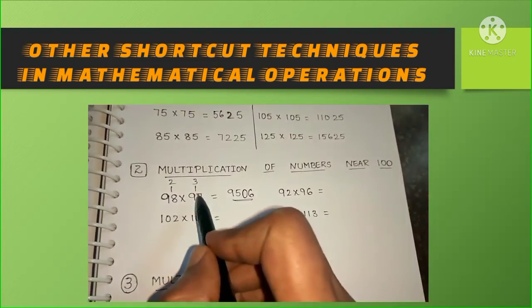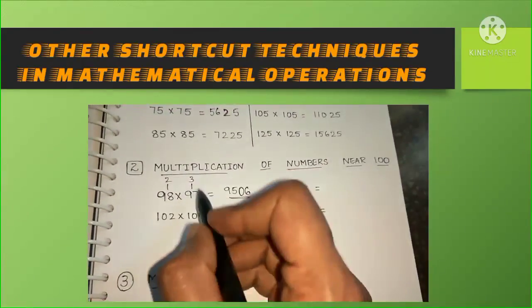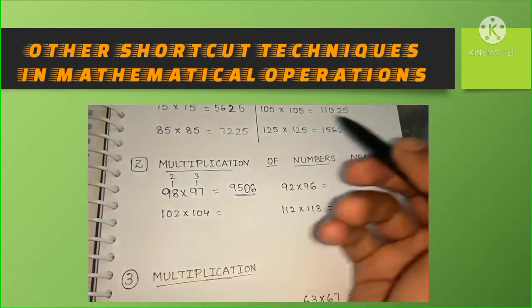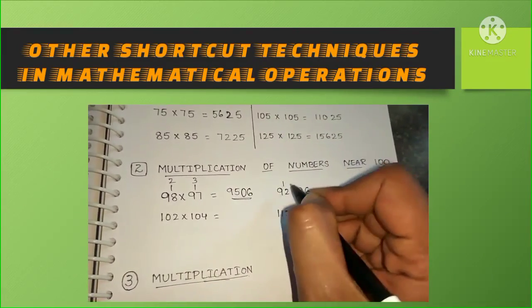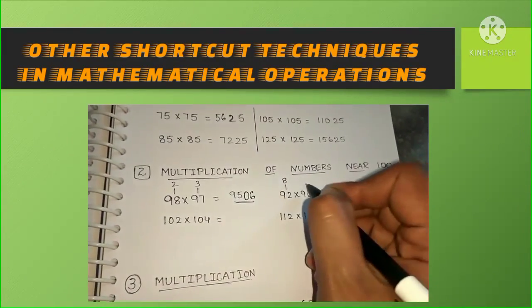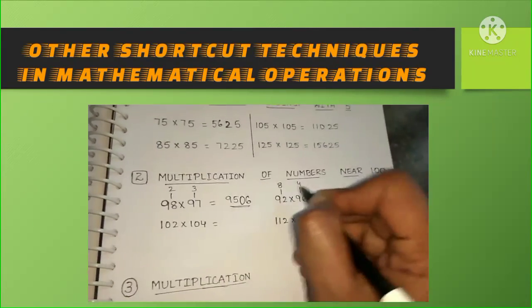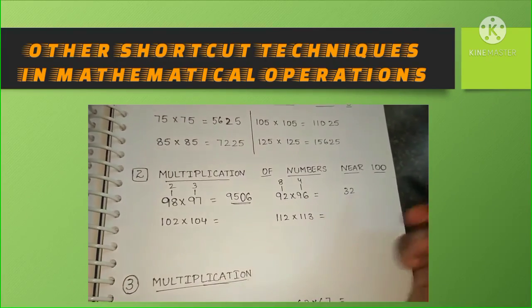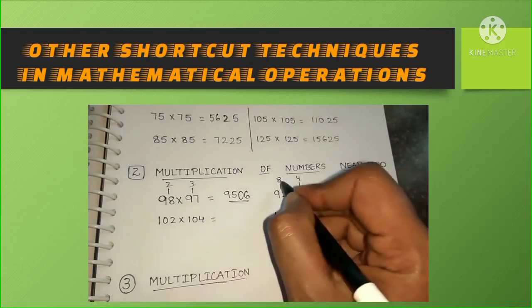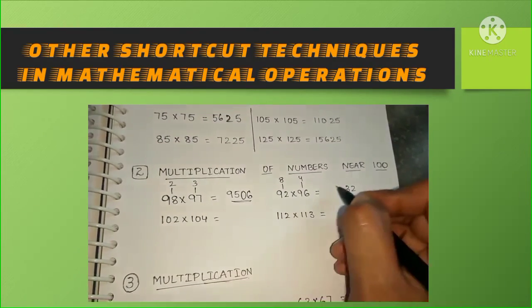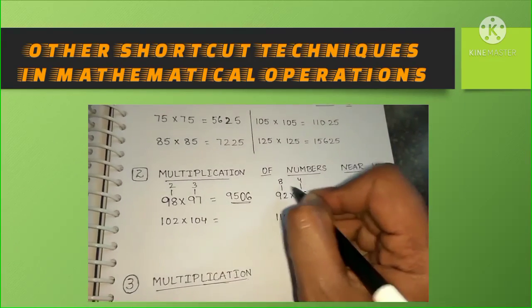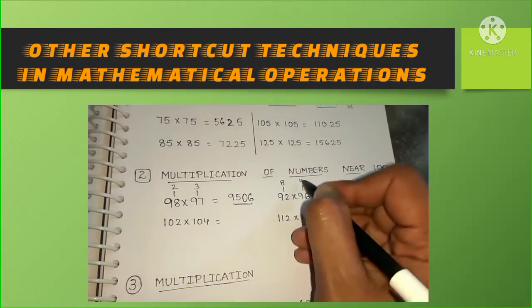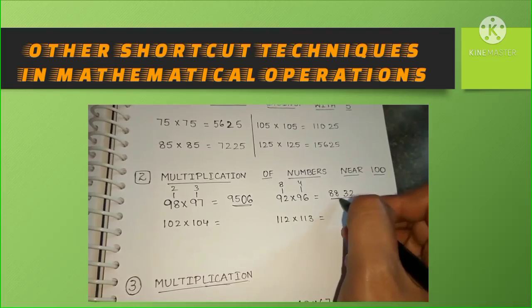It might be confusing, but if you practice in your mind, this is very easy. Another example is 92 times 96. 100 minus 92, that is 8. 100 minus 96, that is 4. So 8 times 4, 32. Then you subtract 96 minus 8, that is 88. Or 92 minus 4, that is also 88. It's just the same. So don't be confused by that.